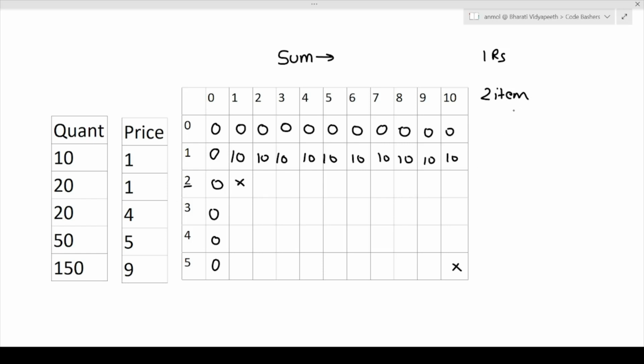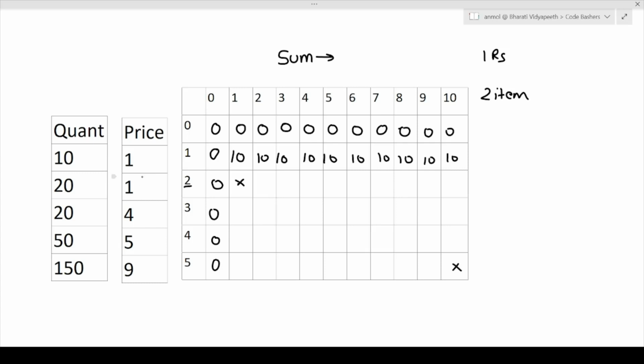And what is the price of the 2 items? These first 2 items are available and both are at price 1. So we have 1 rupee with us and 2 items available, both of price 1. Since we have only 1 rupee, we can only buy a single item. Though 2 items are available to us, out of those 2 only one item we can buy. And what item will we buy?